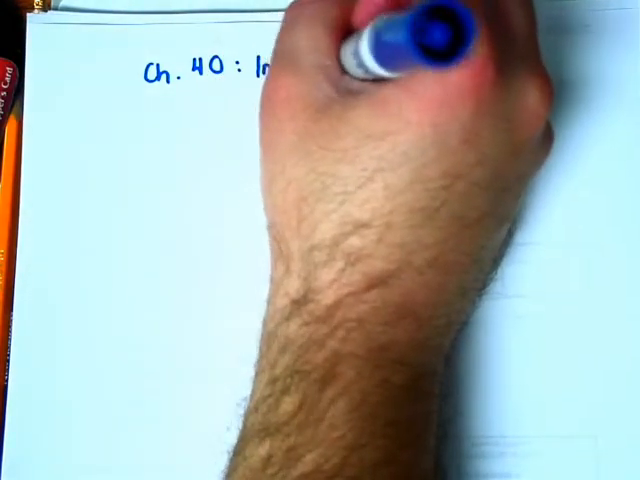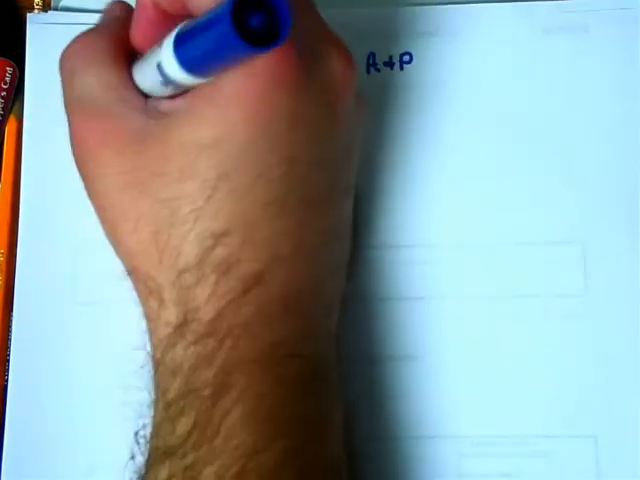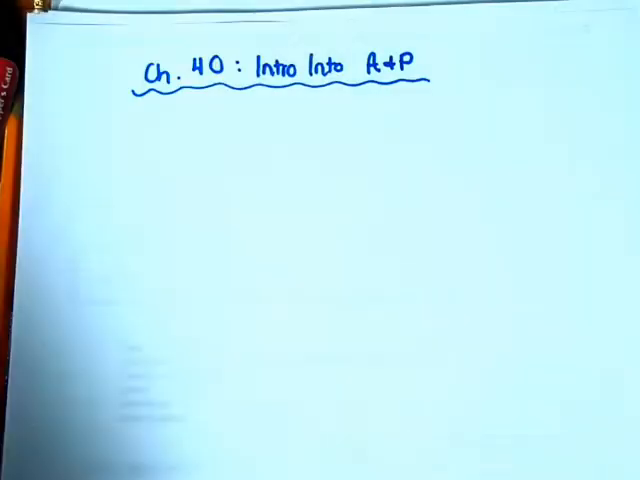Concept today with 4 tissue types and expand upon that. So this is an intro into A&P, where A&P stands for anatomy and physiology.